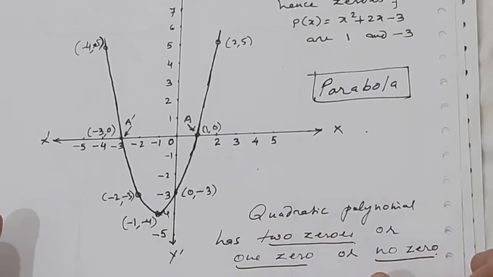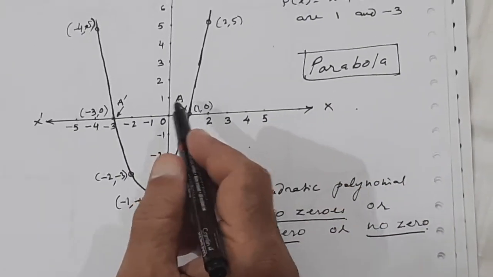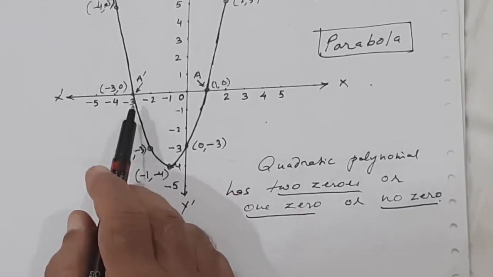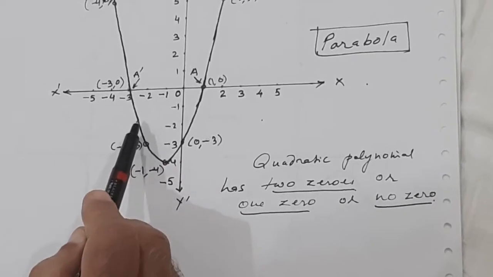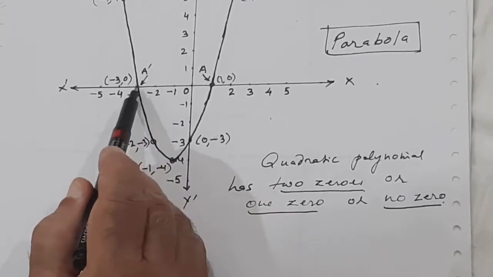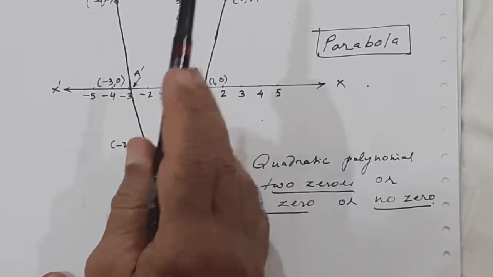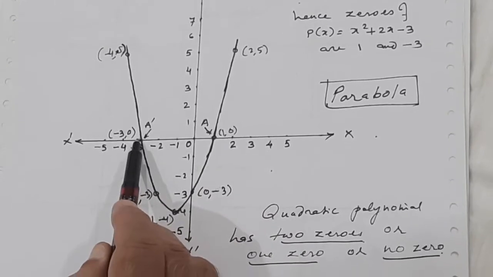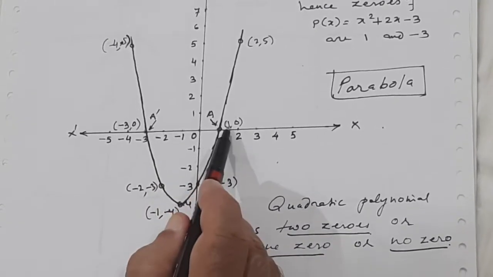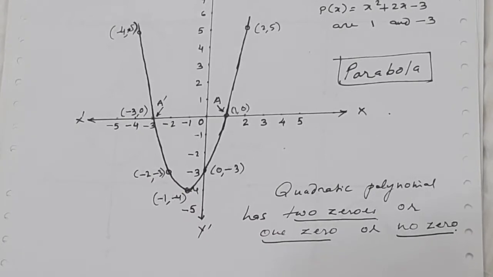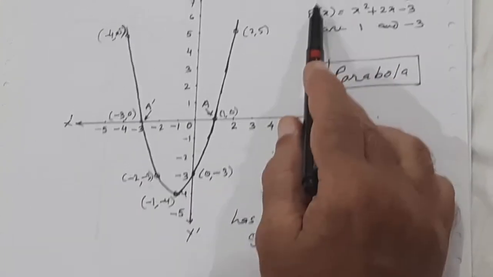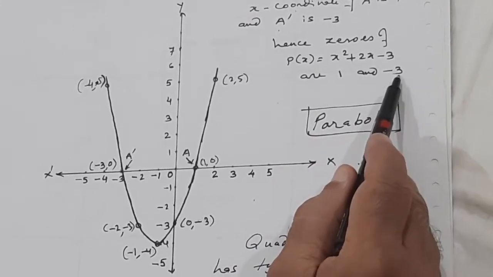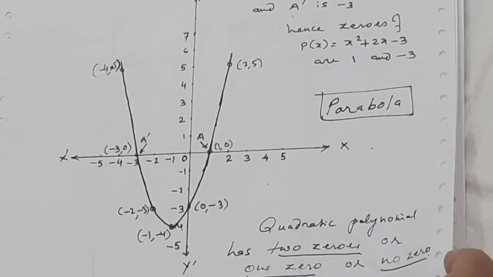Okay. Now you see that this parabola intersects the x-axis at 2 points. One is A, that is 1, 0, as already explained in the table, and A dash. So how many zeros are there? 2 zeros are there. The first zero is 1 and the second zero is -3. So what are the zeros here? Hence the zeros of x square plus 2x minus 3 are 1 and -3. Okay. Now there can be three situations.